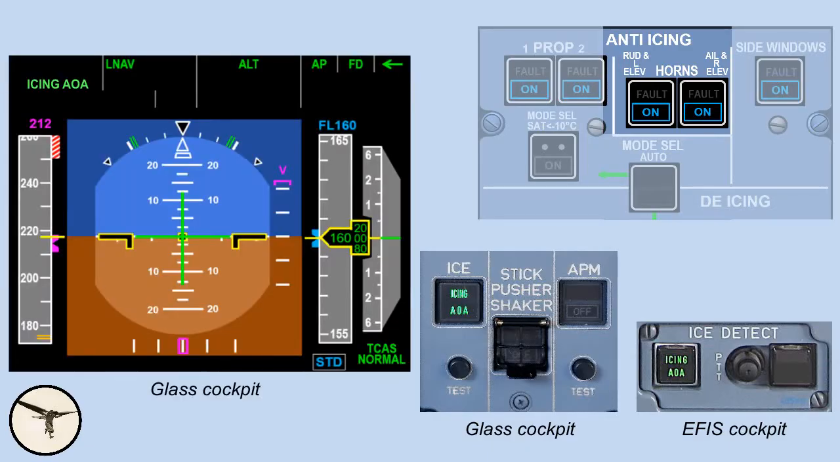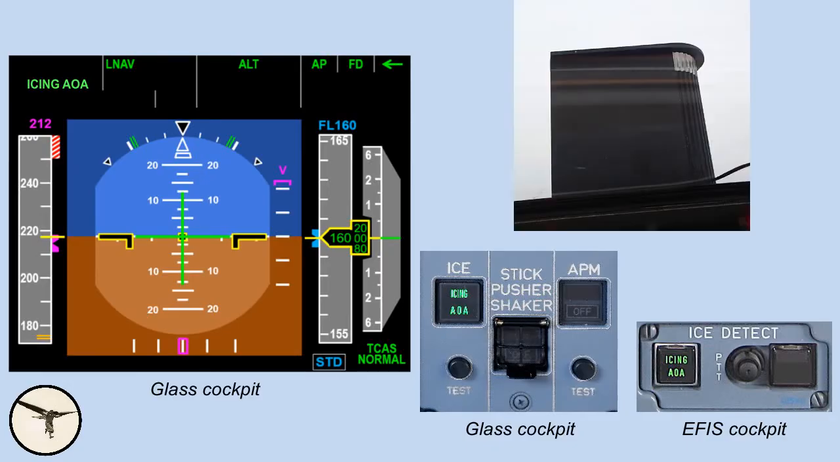The icing AOA light does not extinguish when you select horns heating off. The reason is that there may still be ice on the airframe. The light can only be extinguished when the horns heating is off and you press the push button. But before you do that, you must be sure that the ice evidence probe is free of ice.